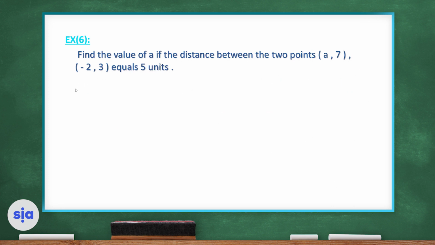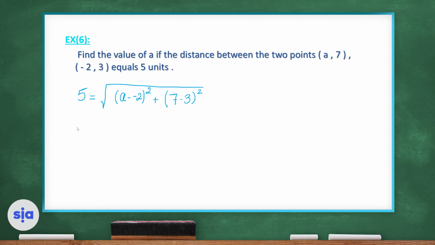Another example, let's now move to example 6. Find the value of A if the distance between the 2 points A, 7 and negative 2, 3 is equal to 5 units. So here, we're going to say that the distance, which is 5, equals square root of A minus negative 3 all squared plus 7 minus 3 all squared.